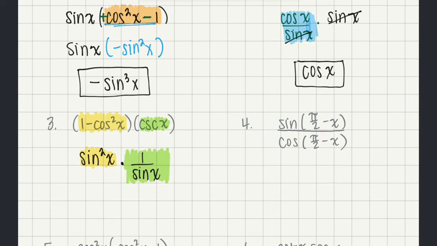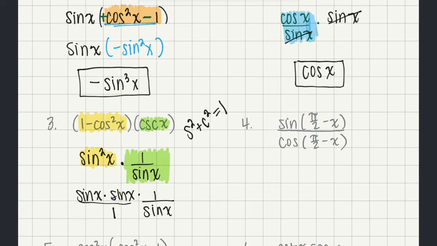Again, if you're not sure why 1 minus cosine squared of x is sine squared of x, you're going to go off to the side and you're going to say sine squared plus cosine squared equals 1, and you're going to manipulate that Pythagorean identity so that you're solving for 1 minus cosine squared of x, and you'll see that that's sine squared. Now I have two sines on top, so sine squared of x means sine of x times sine of x. And then I'm multiplying that by 1 over sine of x.